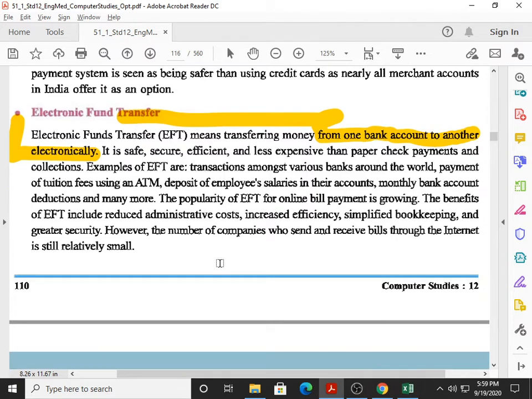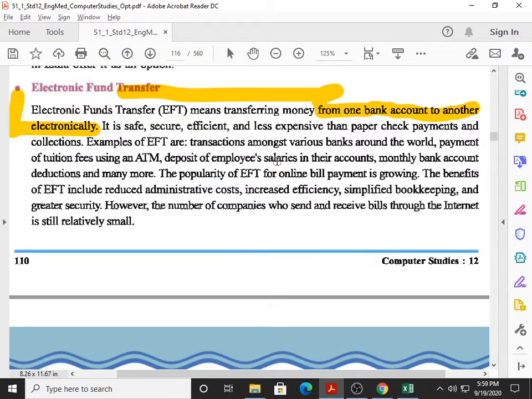The examples of EFT are transactions among the various banks around the world, payment of tuition fees using an ATM. All these are examples, just remember them. Deposit of employee salary in their accounts. Okay, like in our school, all the employees get the salary with the help of this technique. Monthly bank account deduction. Okay, every month regular deduction of insurance policy and all those, that all are done with the help of electronic fund transfer.